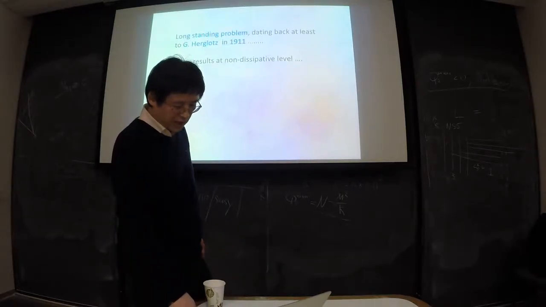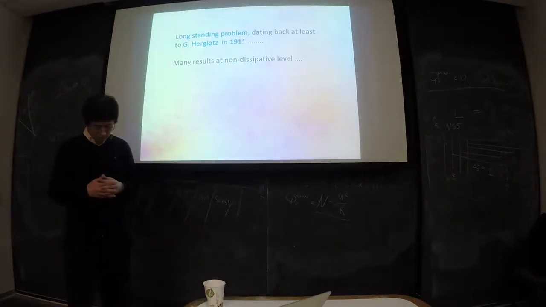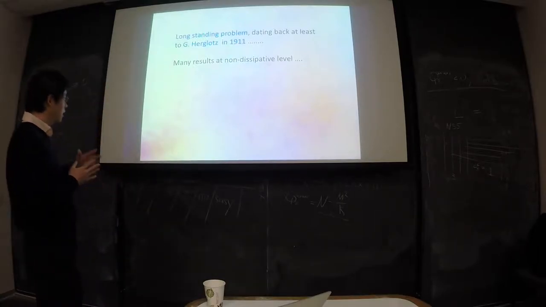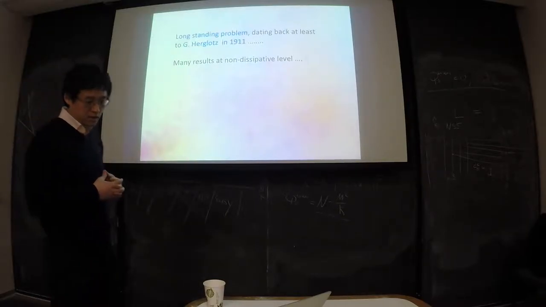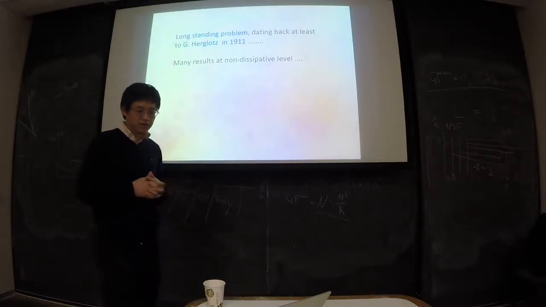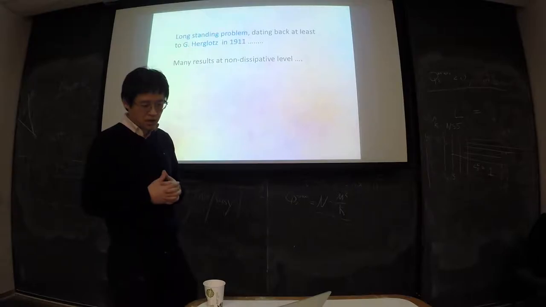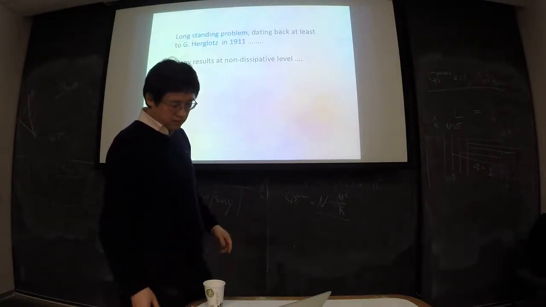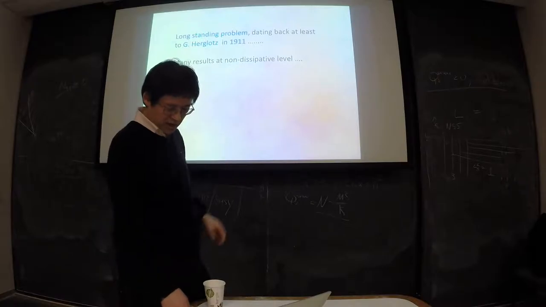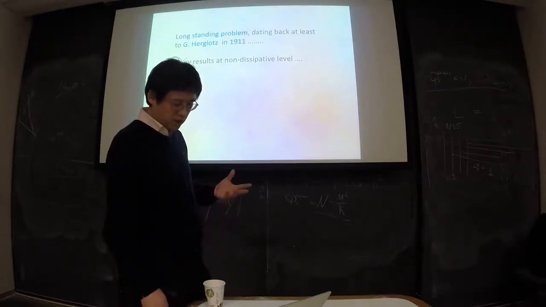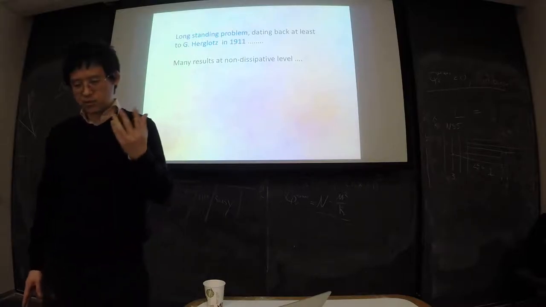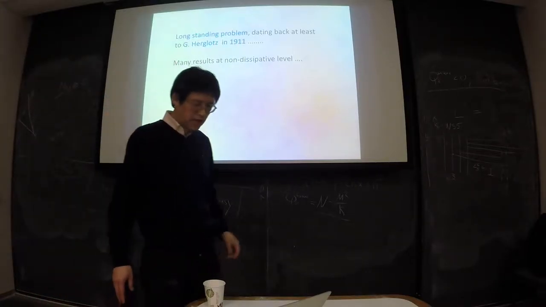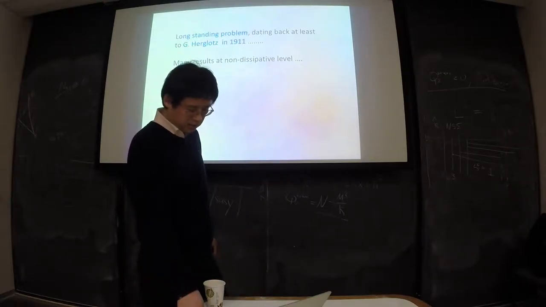Of course, finding some kind of action principle for hydrodynamics is not a new problem. It's a very old problem, at least dating back, as far as I know, to Hargreaves, maybe even earlier, in 1911. He wrote down an action for ideal fluids. Since 1911, of course, there have been many results. Most of the results are at the non-dissipative level, and it's tricky how to deal with dissipation. Say, if you think classically, if you have dissipation, how would you write down an action? This is a difficult question from the classical point of view.